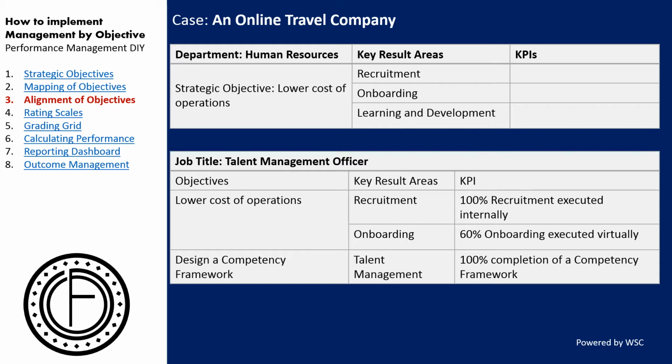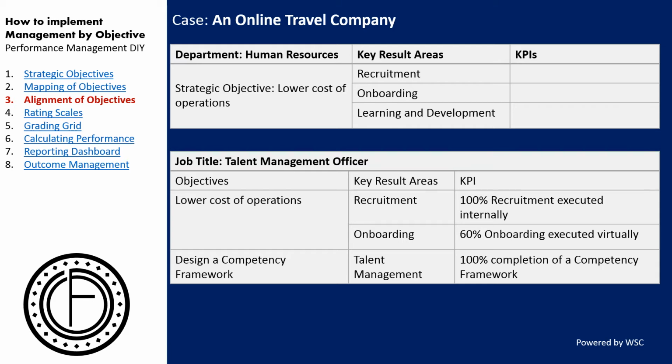Then beyond the strategic objectives that were used in deriving KPIs for the talent management officer, there are also some critical areas or objectives that can be derived within the department to also ensure that the overall strategic objective is being effected. So what we have here is design a competency framework. Perhaps before now, the organization never had a competency framework. A competency framework is an essential tool in HR, and the key result area obviously is talent management, because talent management involves a whole lot of things. And the KPI is 100% completion of the competency framework, which means that we need to come up with our own competency framework. So this is what the alignment of objectives looks like.